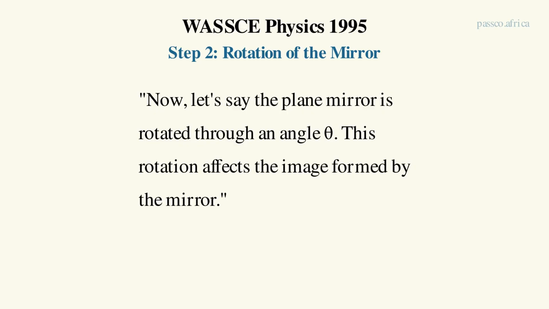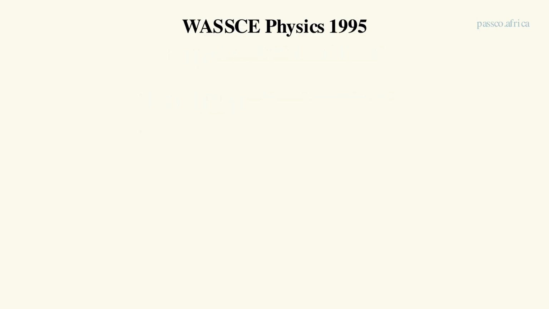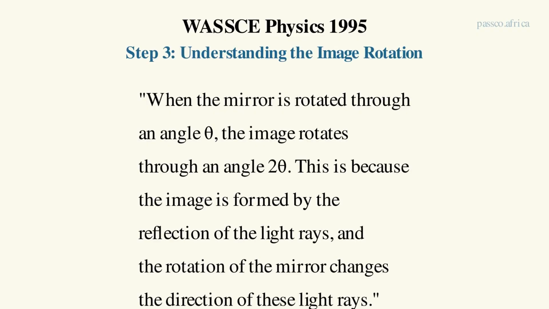Step 3. Understanding the image rotation. When the mirror is rotated through an angle theta, the image rotates through an angle 2 theta. This is because the image is formed by the reflection of the light rays, and the rotation of the mirror changes the direction of these light rays.